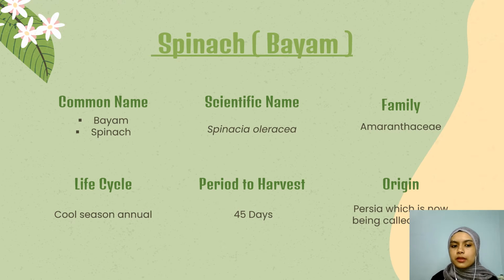The third one is spinach. The common name is spinach or bayam. The scientific name is Spinacia oleracea and the family name is Amaranthaceae. The life cycle is cool season annual and the period to harvest is around 45 days, and the origin is from Persia, which is now called Iran.